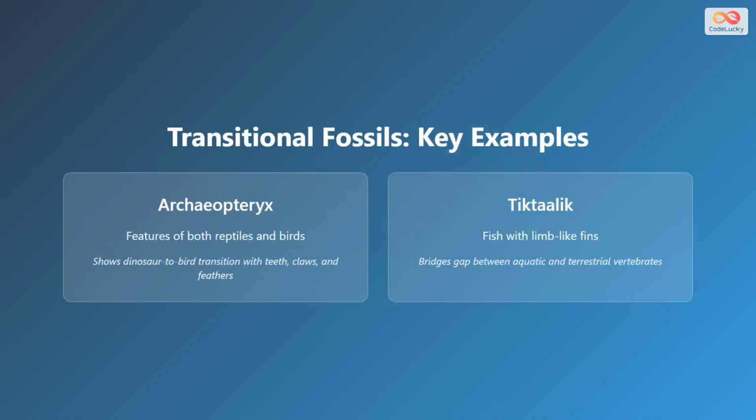Transitional fossils are particularly important because they show intermediate stages of evolution. One famous example is Archaeopteryx, which lived about 150 million years ago. It had features of both reptiles and birds, including teeth and claws like dinosaurs, but also feathers like modern birds. This demonstrates the evolutionary transition from dinosaurs to birds. Another remarkable example is Tiktaalik, a fossil discovered from about 375 million years ago. It was a fish with limb-like fins that could support its weight, bridging the gap between fully aquatic fish and the first land-dwelling vertebrates.